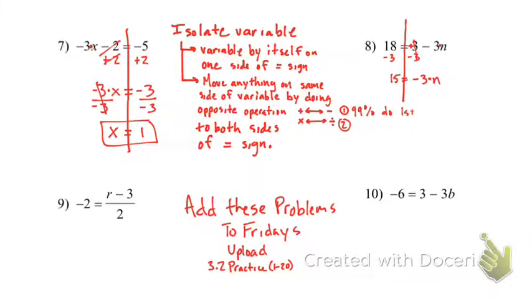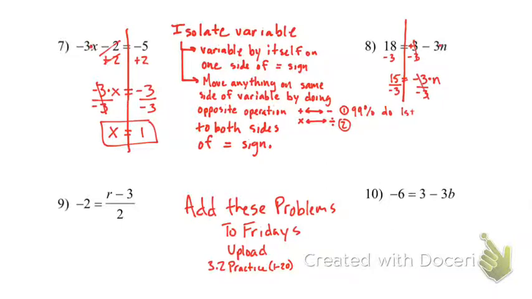Okay? So again, our goal is to get the variable all by itself, but if you notice, the n is still connected with something. We need to get rid of this negative 3, and we know it's multiplying, so the opposite of multiplication is division, and we do that to both sides.